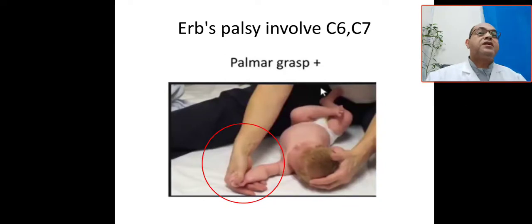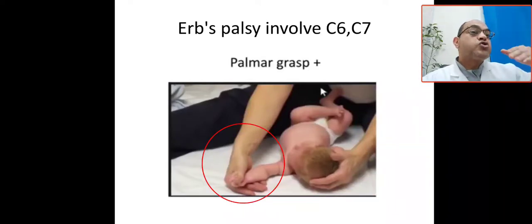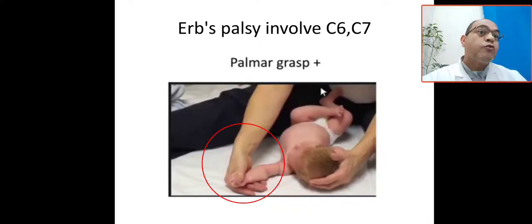This is the grasp, or palmar grasp. Palmar grasp positive is one of the differential points between Erb's and Klumpke's paralysis. Palmar grasp is positive with Erb's and negative with Klumpke's. What is palmar grasp? If you touch the palm of the baby's hand, he will grasp your hand. Shake hands with him, he shakes hands with you. This is positive with Erb's palsy.